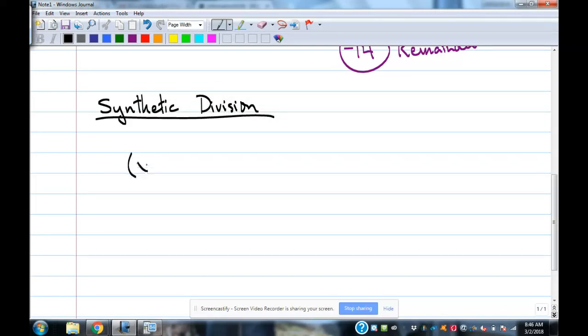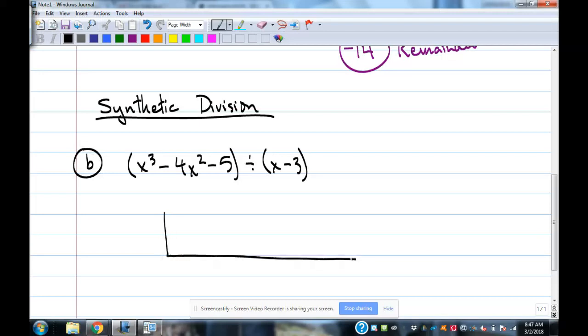Same problem. We're dividing x cubed minus 4x squared minus 5 by that x minus 3. Same thing that we did in example A, but we're going to do synthetic division. Just to review that, when you set up synthetic division, this is how I set it up. Make this kind of lazy backwards L laying there, and then I put a little shelf right here.